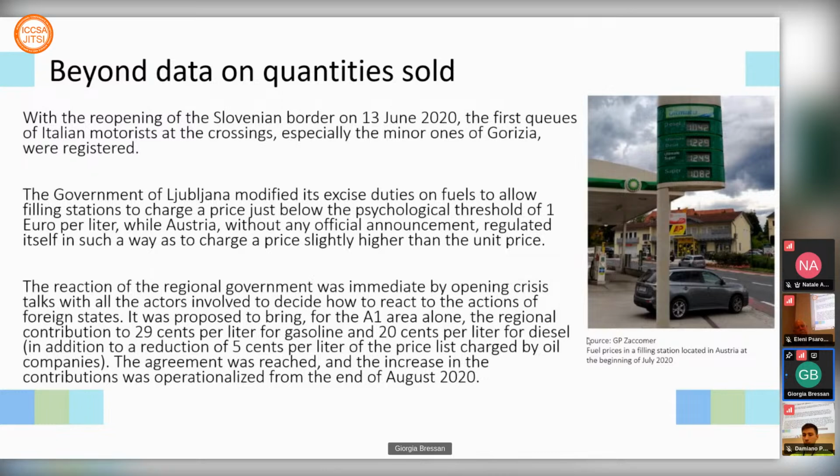And it was proposed to bring, for contribution area 1, the contribution to 29 cents per liter for gasoline and 20 cents per liter for diesel. The agreement was reached, and the increase in contribution was operationalized from the end of August 2020.